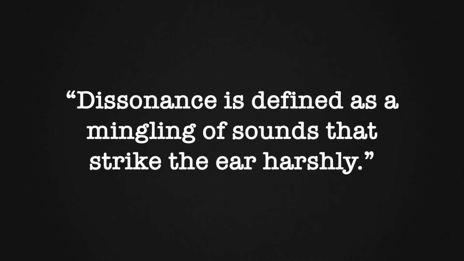Can you hear how that C chord is out of tune? It lacks harmony. You can hear and feel something is off. This is dissonance. Cue the corny Merriam-Webster nerd voice. Dissonance is defined as a mingling of sounds that strike the ear harshly. That all makes sense in this example, right? Something sounds off in that C chord. In the context of this chord, that off note strikes our ears harshly. It's just yucky. That's dissonance.